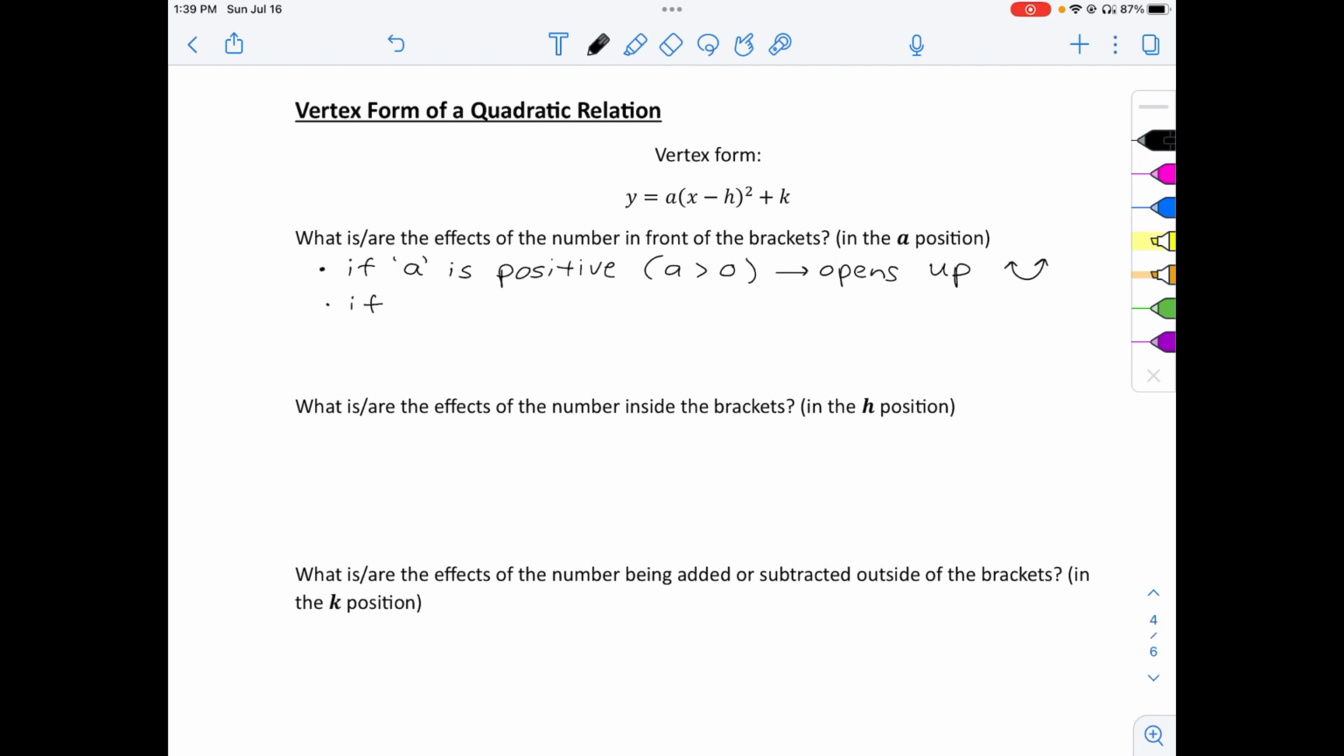If a is negative, okay, so if a is less than 0, then my curve is opening down, like this.